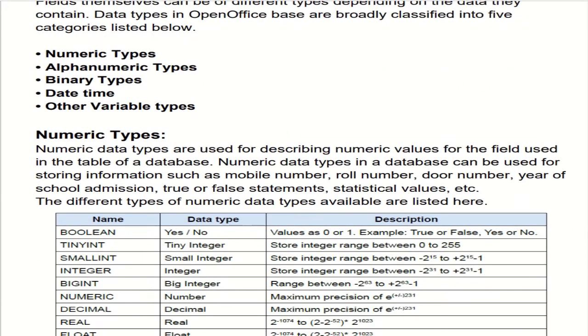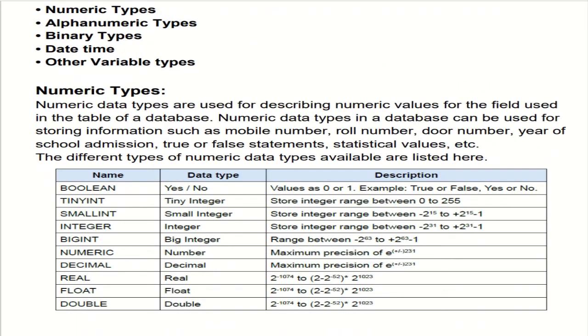The numeric type is used to store the numeric values for the fields stored in your database. Numeric data types in a database can be used for storing information such as mobile number, roll number, door number, year of school education, true or false statements, statistical values, etc. This is categorized in which type? Numeric type. In numeric type, there are various data types like boolean, tiny int, small int, integer, big int, numeric, decimal, real, float, and double.